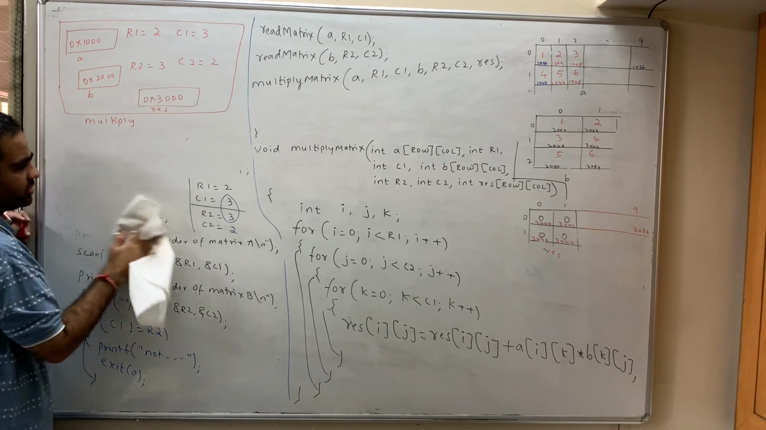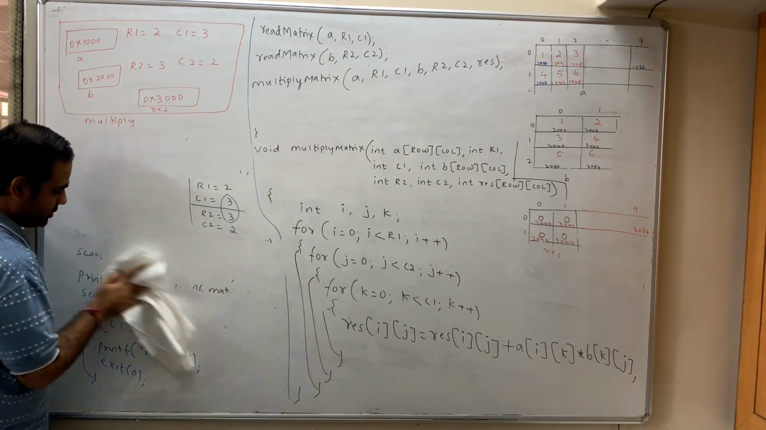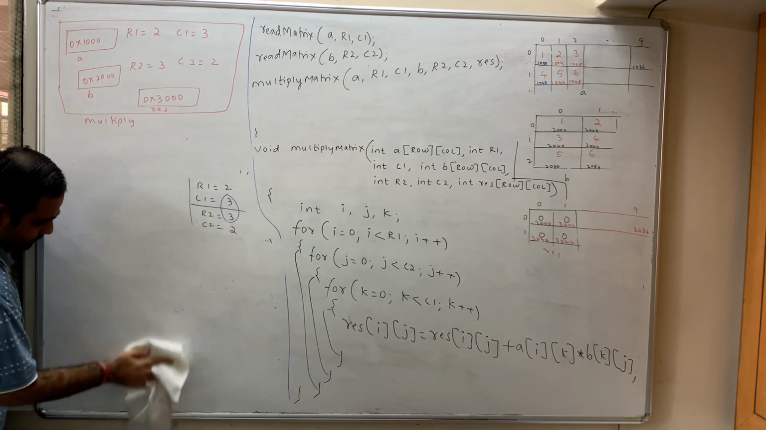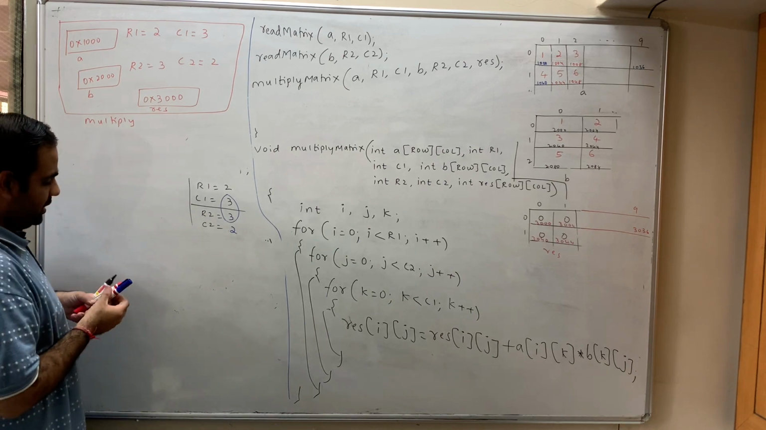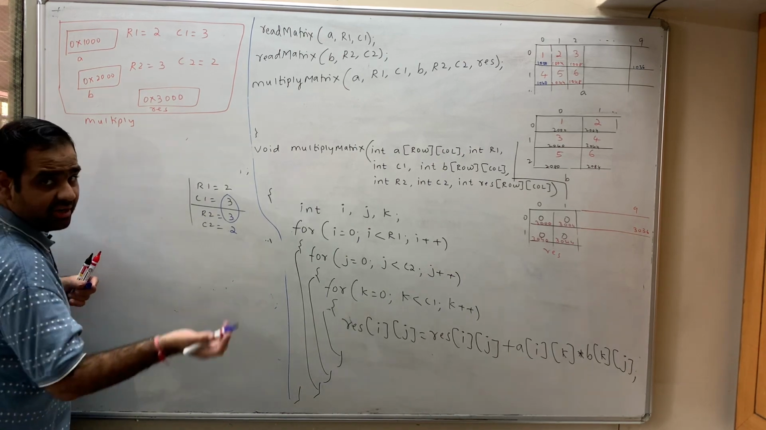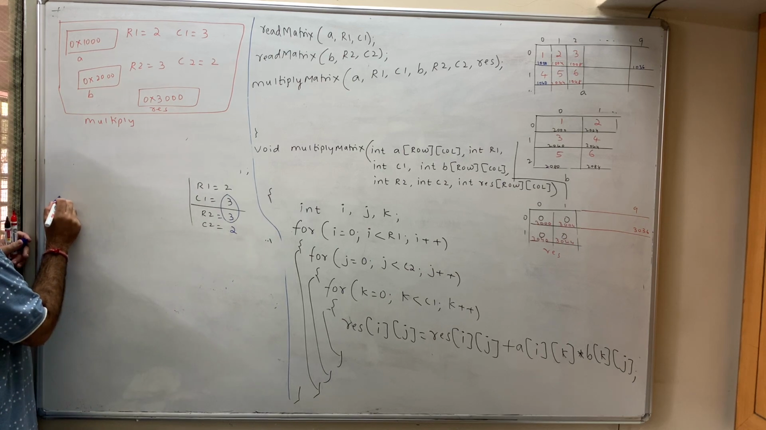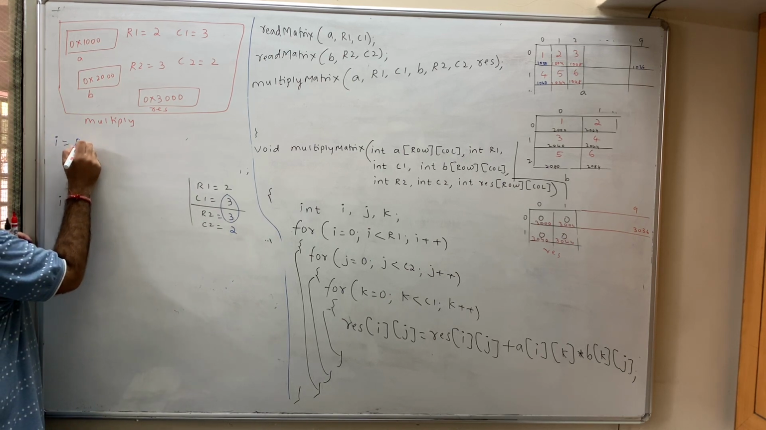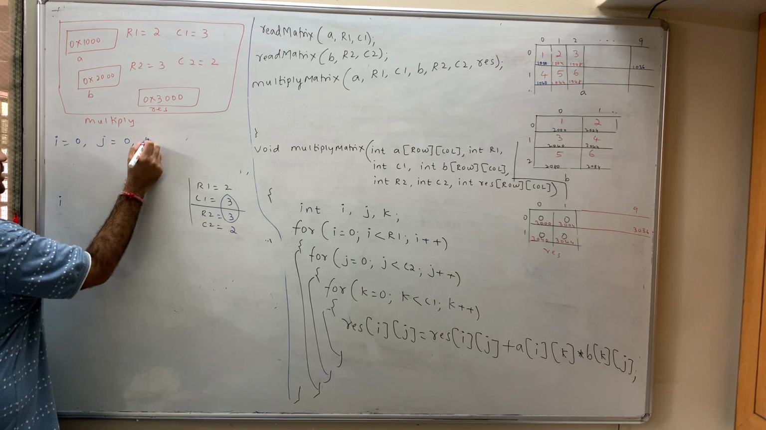I will just remove this. Okay. Now, I will trace it for one iteration. Rest all you do it. The value of i is 0. The value of j is 0. The value of k is 0.